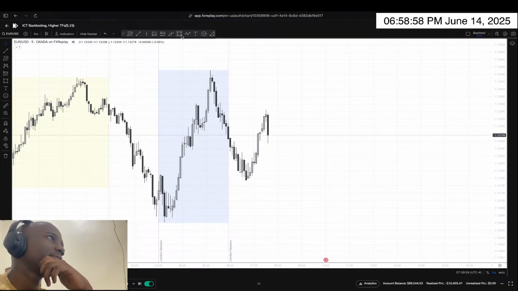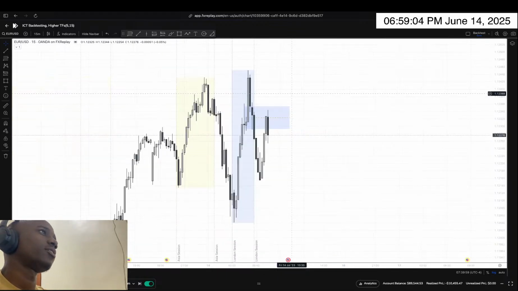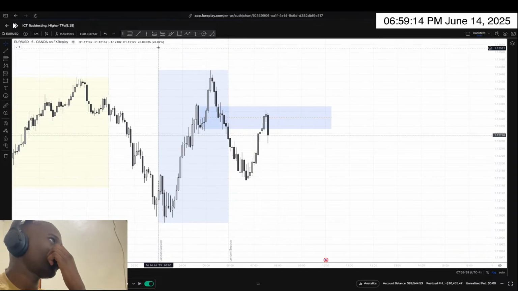Retracement to a breaker right here. And how does the 15 minute look? 15 minutes is showing it as some kind of inversion in here, but I think this breaker would be a good entry. Going back to the 5 minute, then the entry would be a sell.